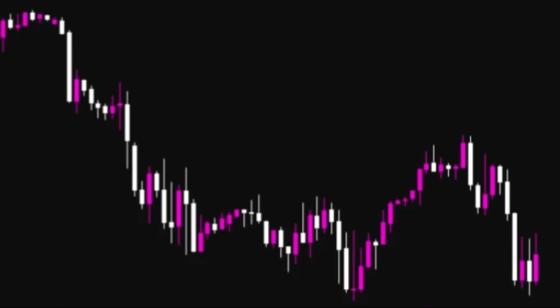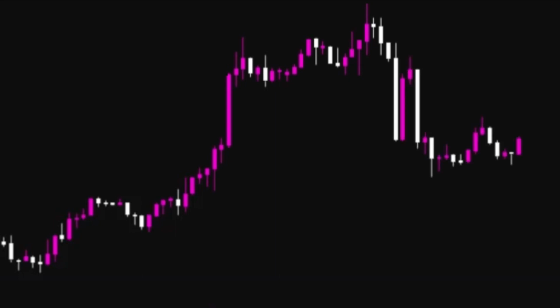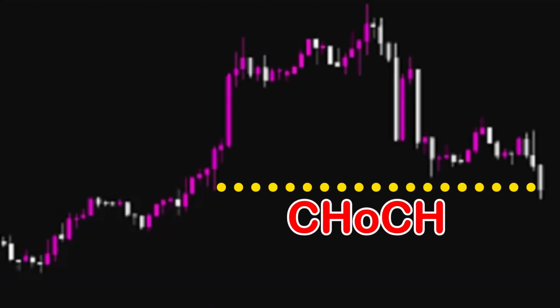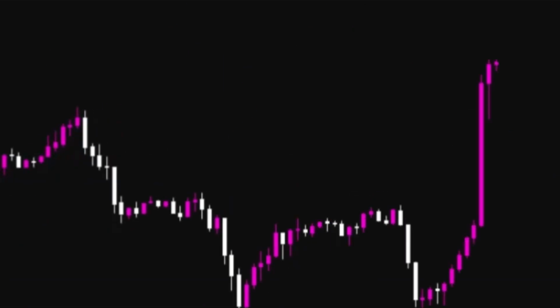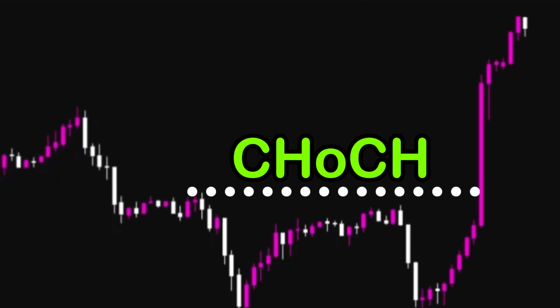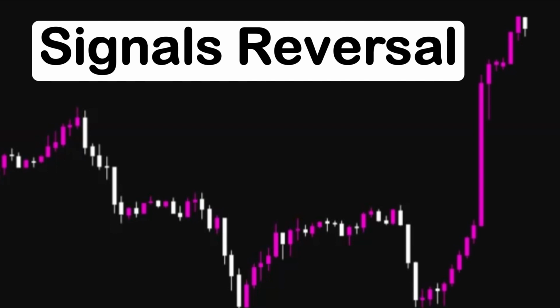Now let us move to the second concept, which is change of character. The bearish change of character occurs into the market when the market breaks its recent higher low to the downside in a bullish phase. And in the bearish phase, if the market breaks its recent lower high to the upside, then we can say that the market has created a bullish change of character. The change of character gives a sign of reversal into the market.